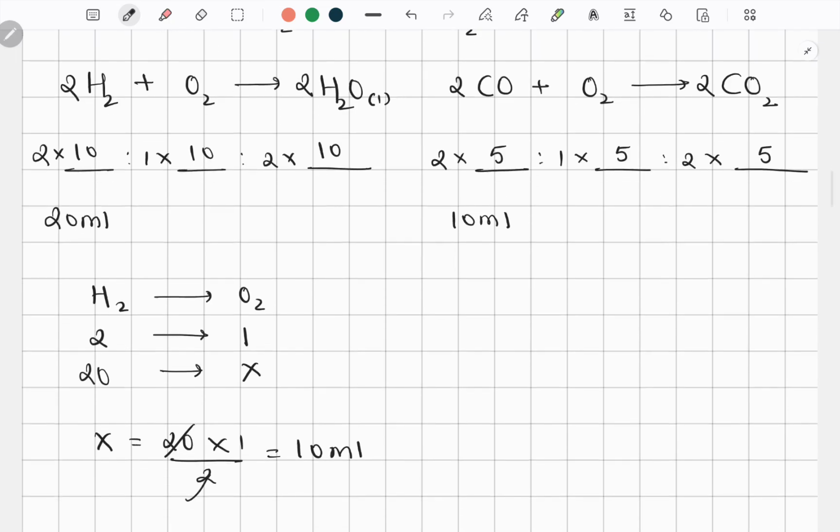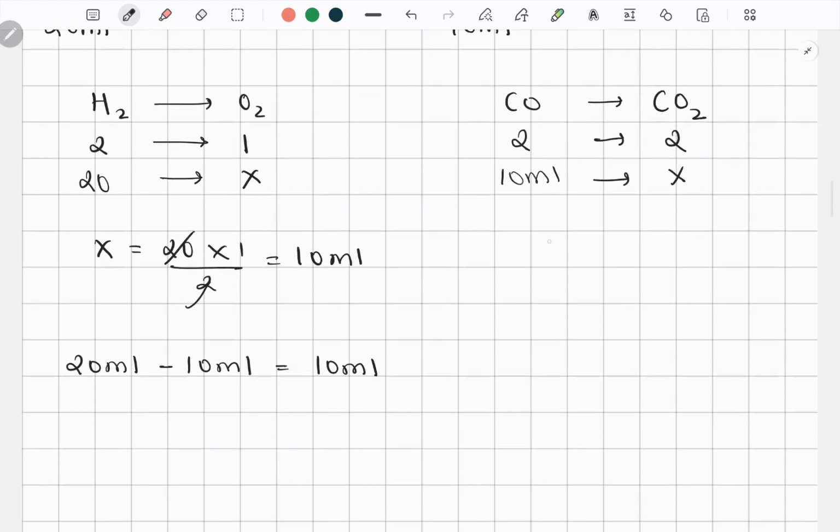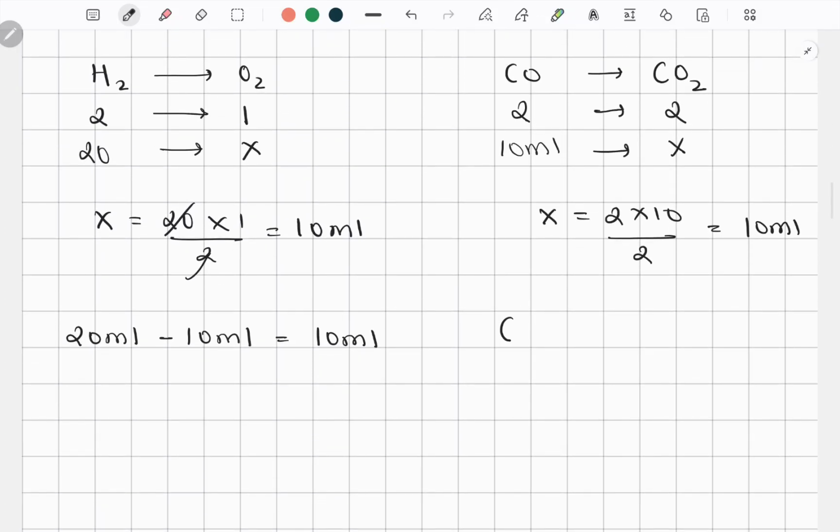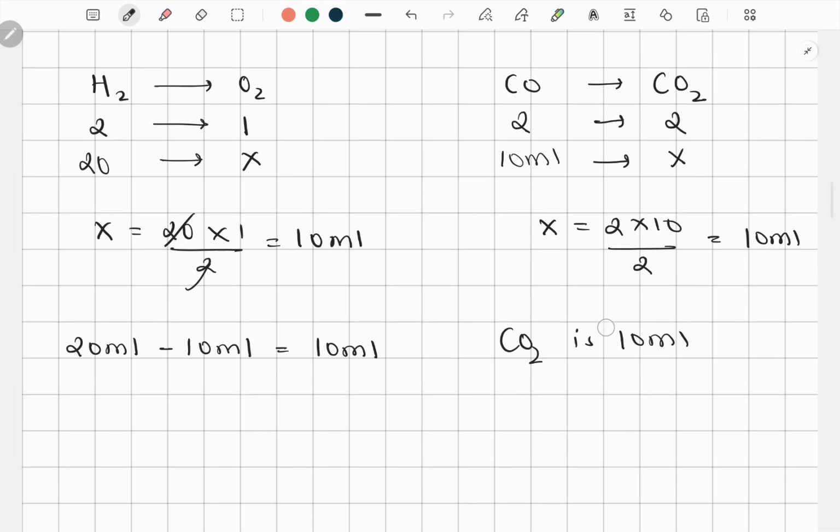Let's write down CO to CO2. If 2 volumes of CO react to give 2 volumes of CO2, then 10 ml of CO will react to give X ml of CO2. The value of X would be 2 into 10 divided by 2, which gives us 10 ml. So how much carbon dioxide is formed? 10 ml of CO2 is formed.